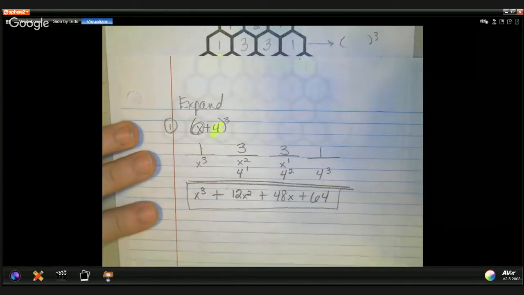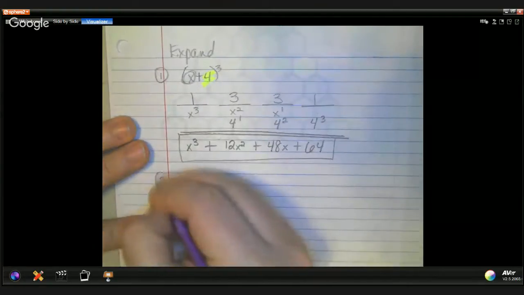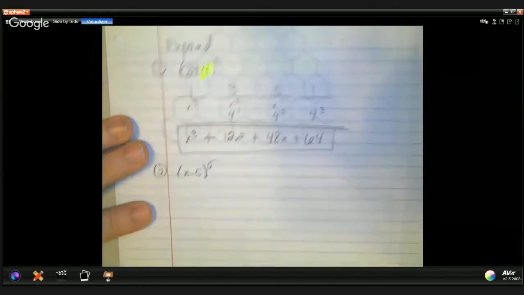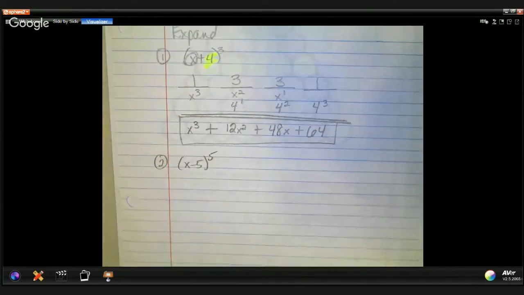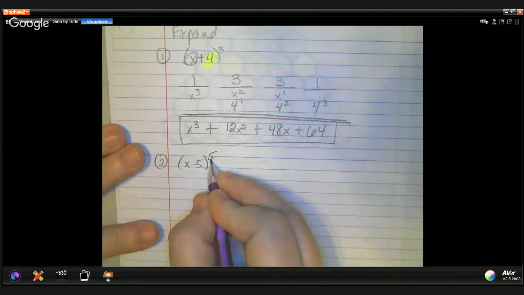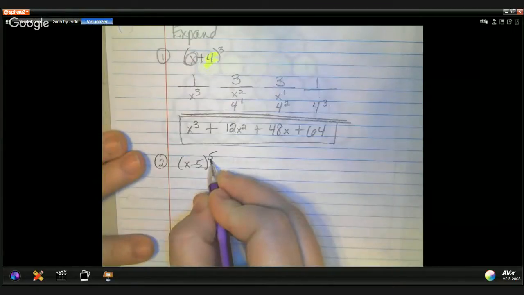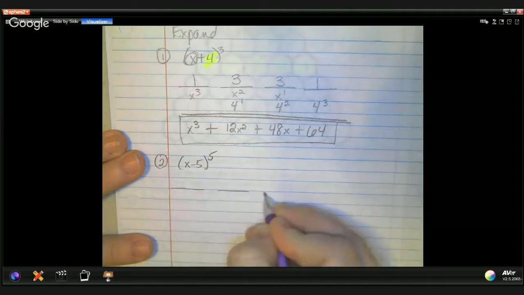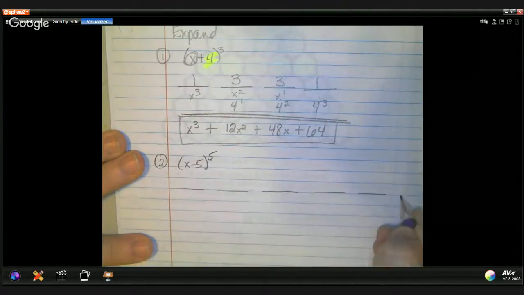Okay, let's try another one. Let's do x minus 5 to the fifth. So again, the first thing I need to do is figure out how many terms I have. Well, I have the fifth power, so I need to have 6 terms. So 1, 2, 3, 4, 5, 6.